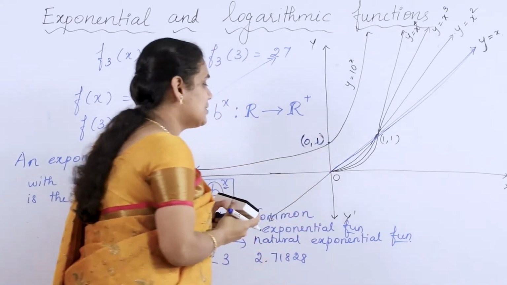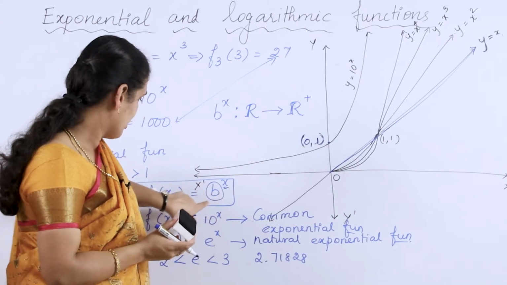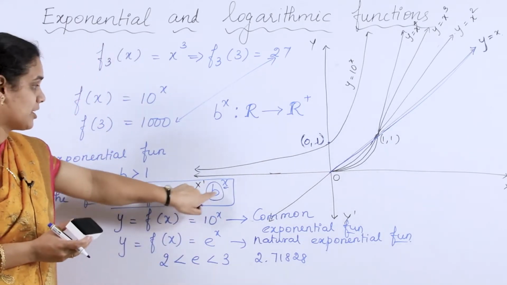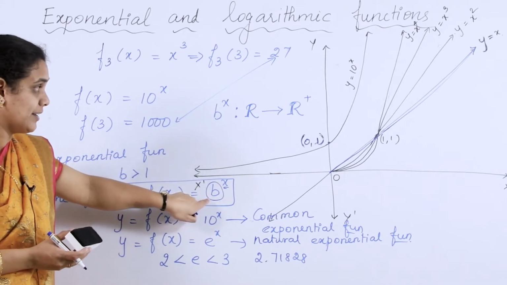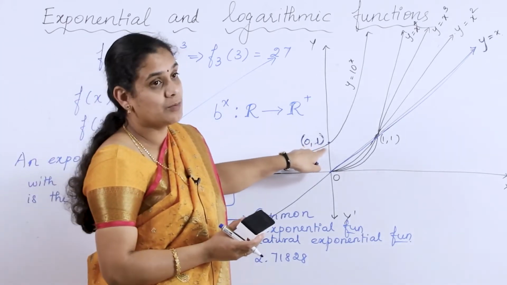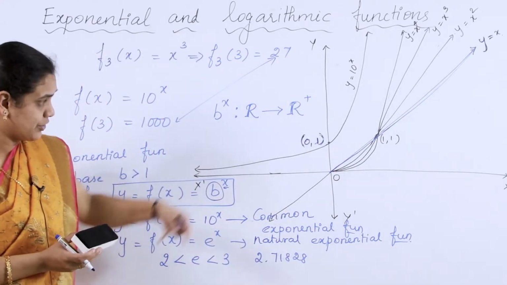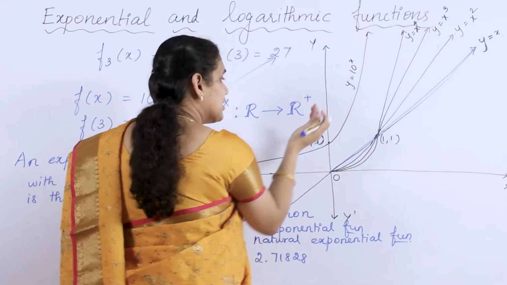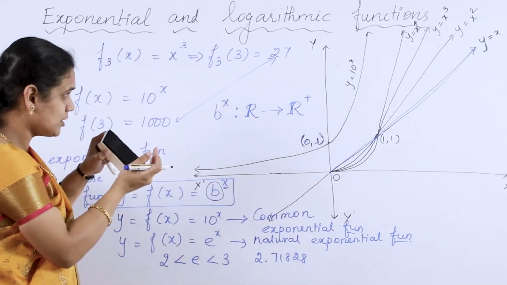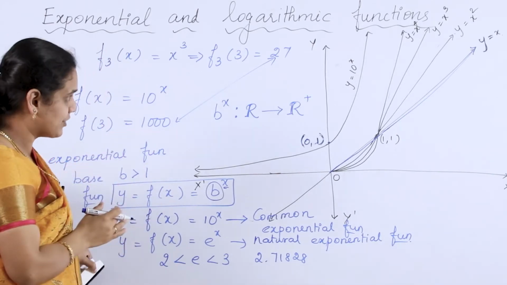And one more thing, the point (0, 1) is always on the graph of the exponential function, because for x equal to 0 you will always get 1, whatever the value of the base. So the point (0, 1) will always be on the graph of the exponential function, and it is ever increasing. If you increase the value of x, the graph will rise. That means it gets steeper. So it is always an increasing function.